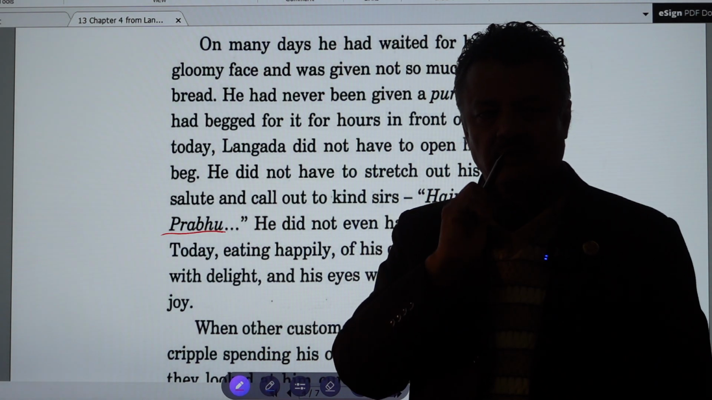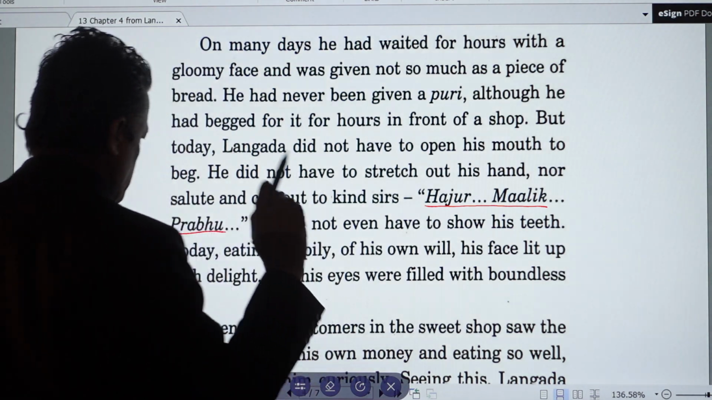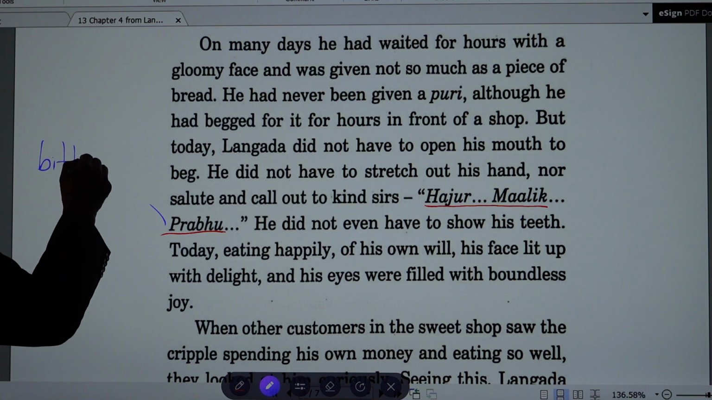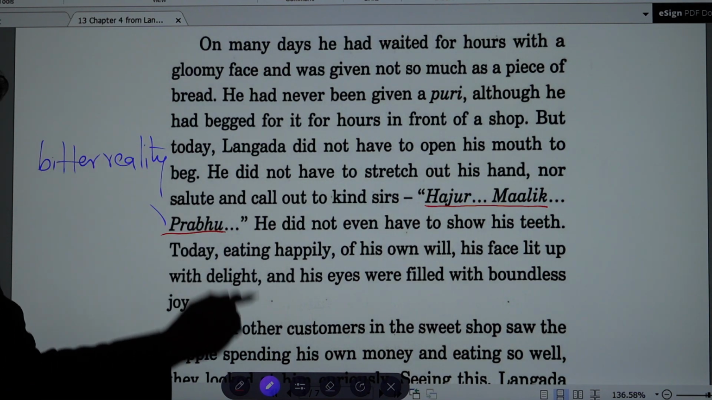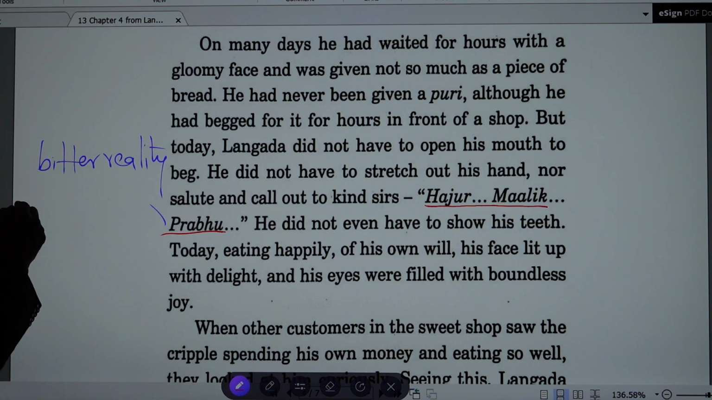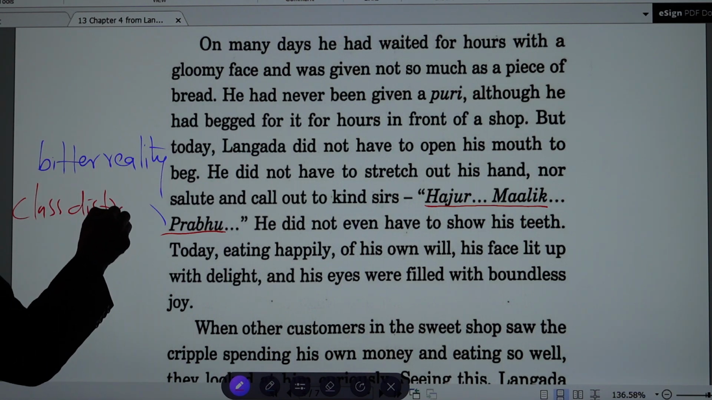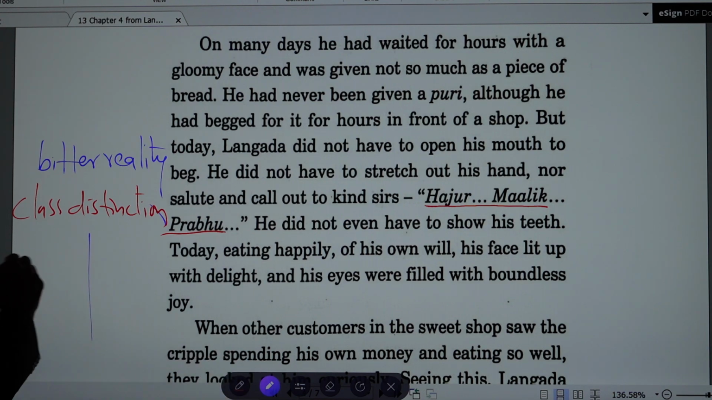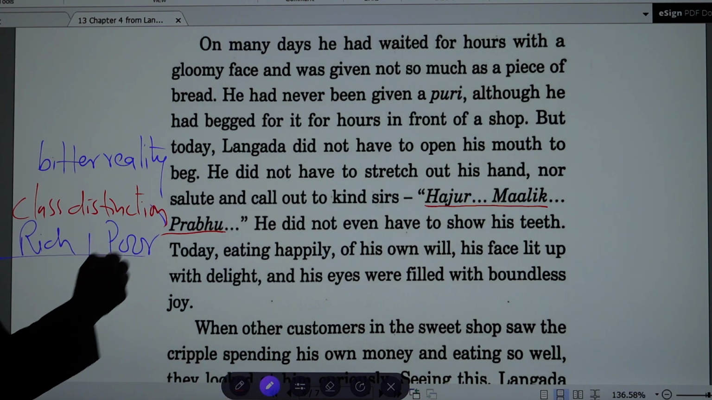Three words. Very important words. What do they show you? What do they represent? They show a bitter reality of a society. What is that bitter reality? Class distinction. What is that distinction? The rich versus the poor.